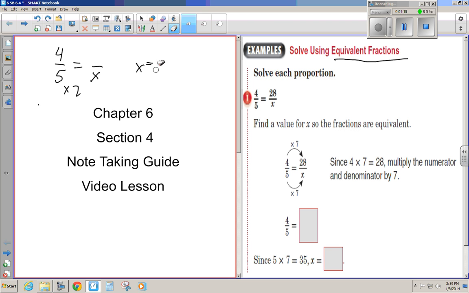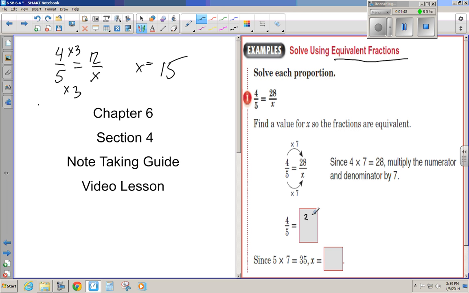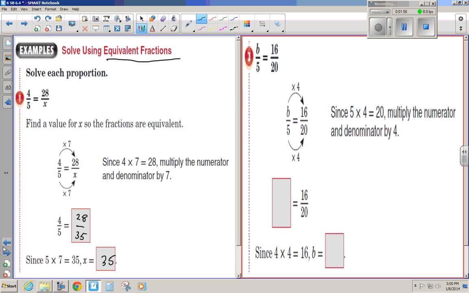If instead of 8, you get 12, well, you multiplied by 3, and x is 15. That's what this equivalent fraction is talking about. So, find a value for x so that the fractions are equivalent. Well, 4 times 7 gives us 28. So 5 times 7 gives us 35. So x is 35. That's equivalent fractions.